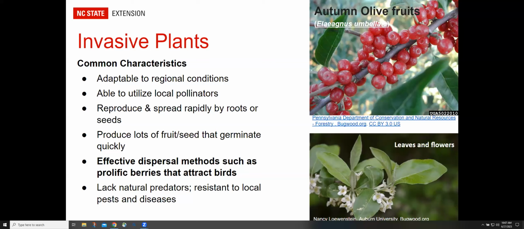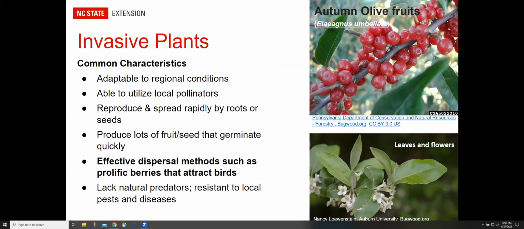Especially with our woody plants, we see that they have a dispersal method such as birds. So they'll produce berries that attract birds, the birds eat them, and then they help spread them. And that gets them really spread across the landscape. And I think a great example of that is the autumn olive, which is a type of Elaeagnus, very common in the Piedmont, but it can be found across the state. And there are other species of Elaeagnus that are also invasive.